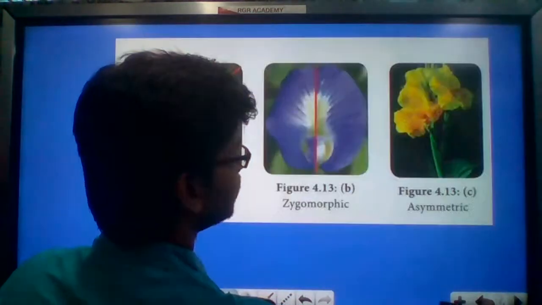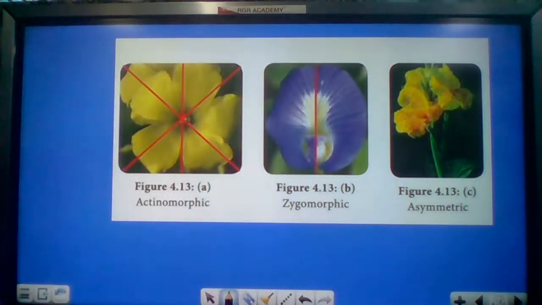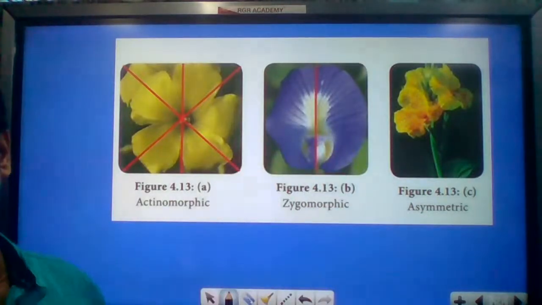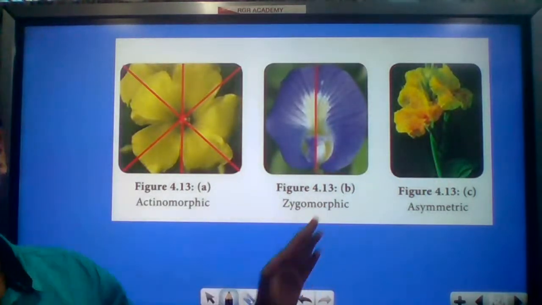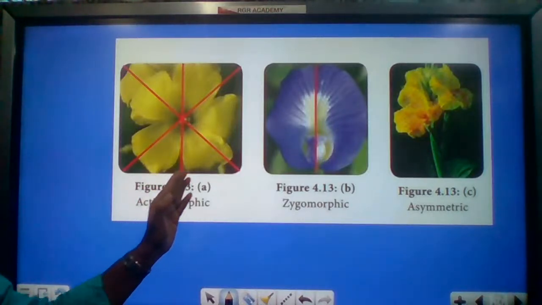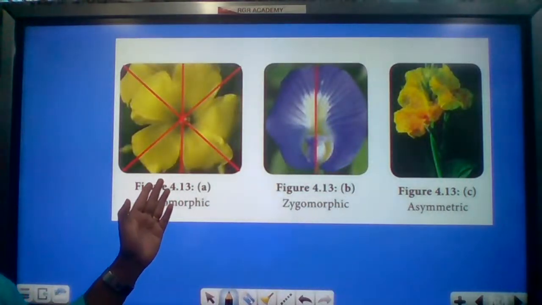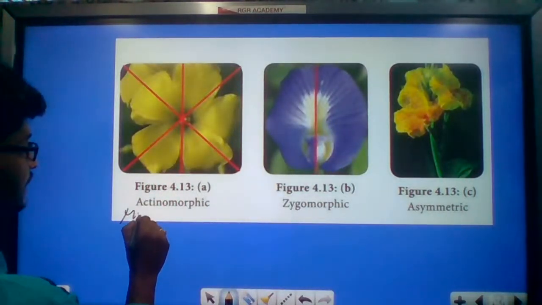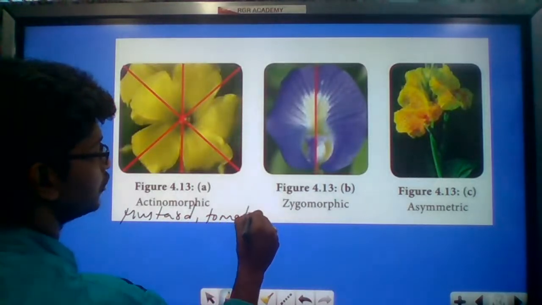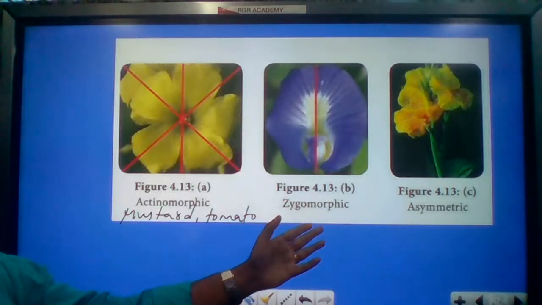Now the next one is the symmetry of the flower. As far as symmetry of the flower, there are three symmetries that you could see: actinomorphic, zygomorphic, and asymmetric. Examples for actinomorphic: take mustard, and take tomato. These are the examples for actinomorphic: mustard and tomato.